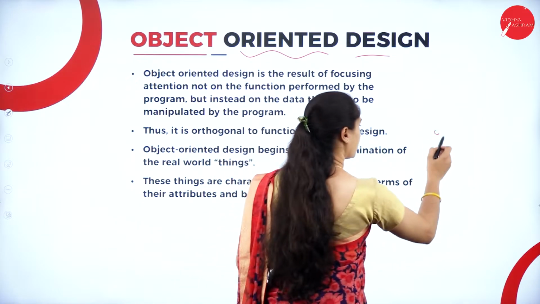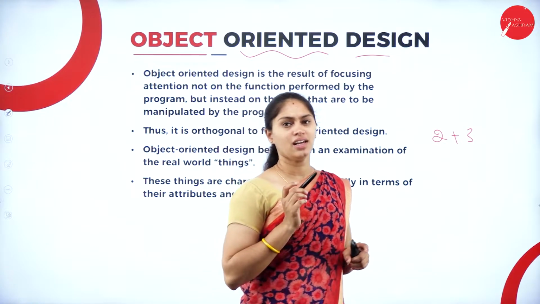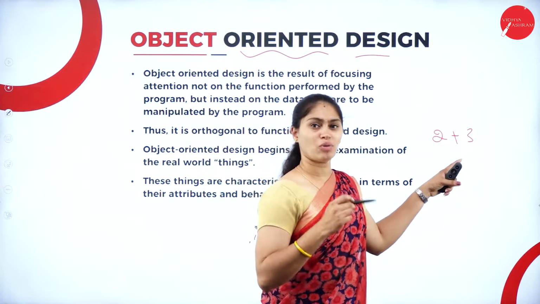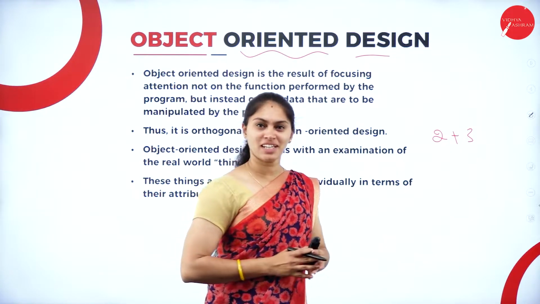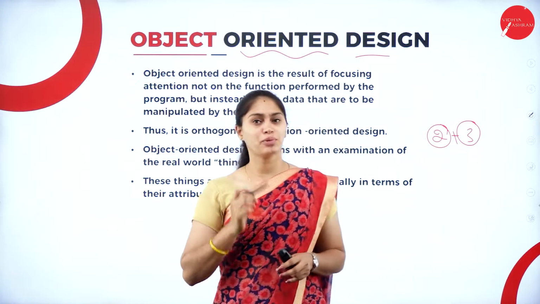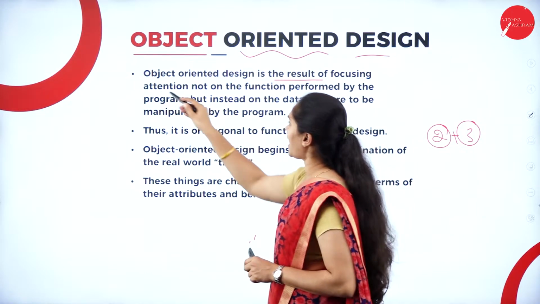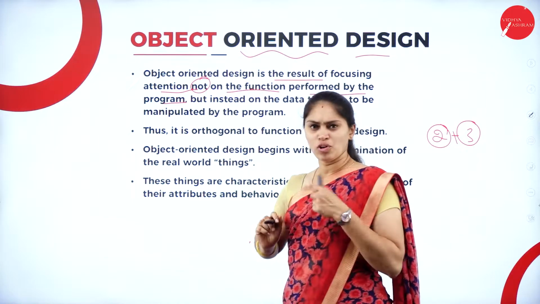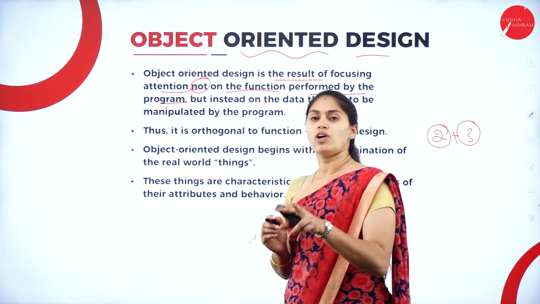As in the example I took earlier, we have 2 plus 3. In function-oriented design, they bother about how to do this addition. They bother about the process and they won't bother about the data. In object-oriented design, we mainly concentrate on the data rather than the procedure or function. It is the result of focusing attention not on the function performed by the program. We won't bother how we are going to add.